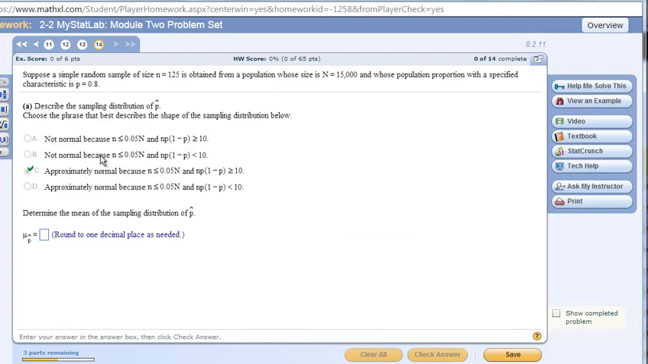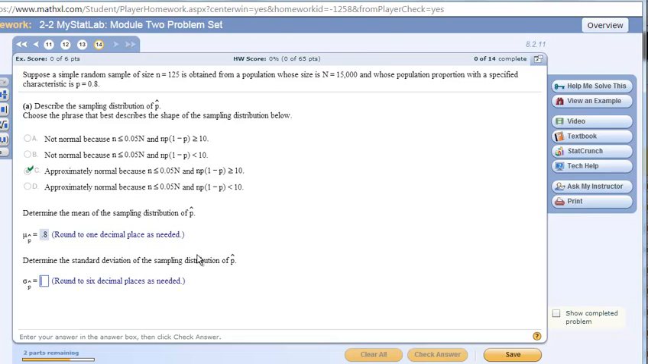And in that prior question, it's either normal or not normal that it's asking. So as soon as we do that test, if it wasn't normal, then we'd pick one of these for why it wasn't normal. And then determine the mean of the sampling distribution of p hat. Well, that is just equal to p, which is 0.8, the mean of p hat.